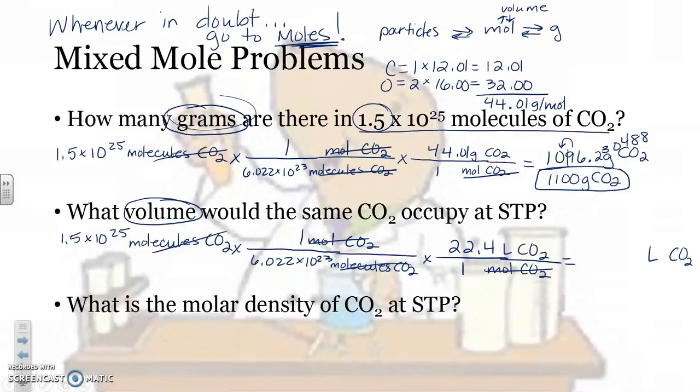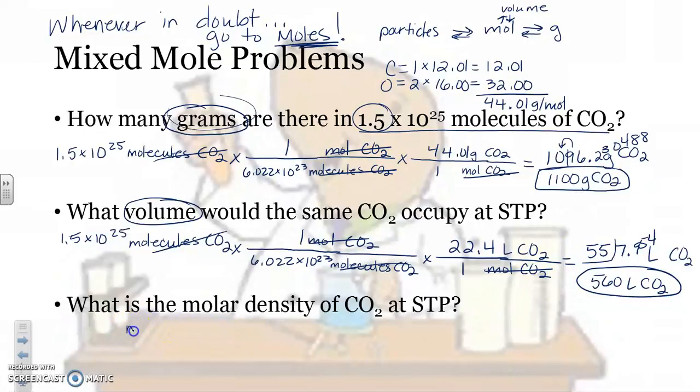And now we solve 1.5 to the 25th divided by 6.022 to the 23rd times 22.4. And that should give us 557.954, and it gives us more, but we only want 2 significant figures. So this would become 560 liters of carbon dioxide. Pretty easy, right? Okay, what is the molar density?